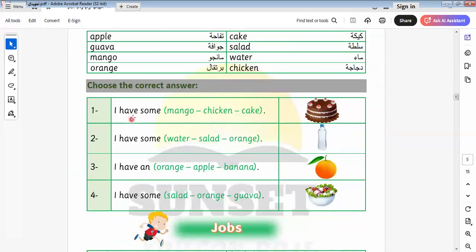Here I have some cake. So I select this one. So here we talk about some and any, and we know during the previous videos, some is used with affirmative offers and requests. We use some in these cases, and we use any with what? With negative and question forms. So this is the difference between some and any.